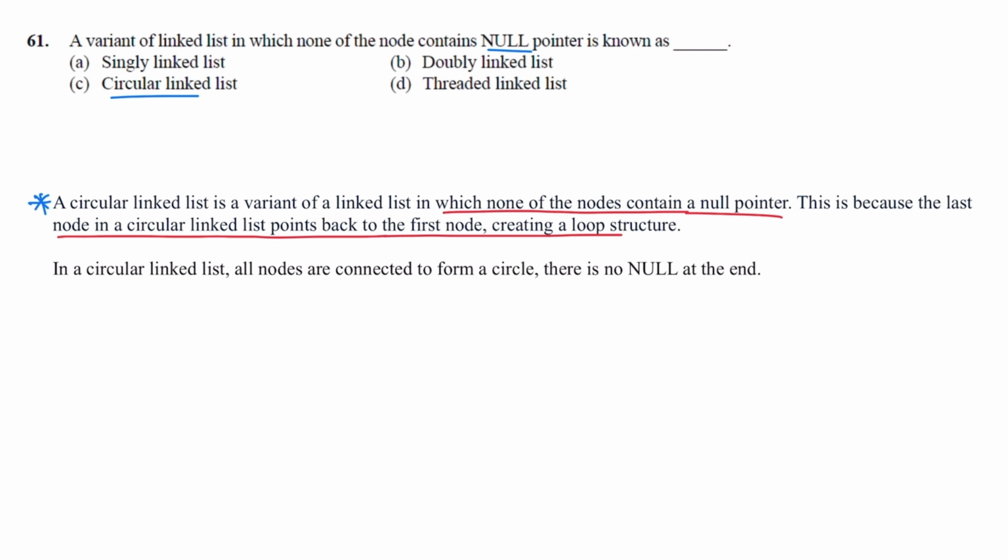In a circular linked list, all nodes are connected to form a circle. There is no null at the end. Correct option is C.